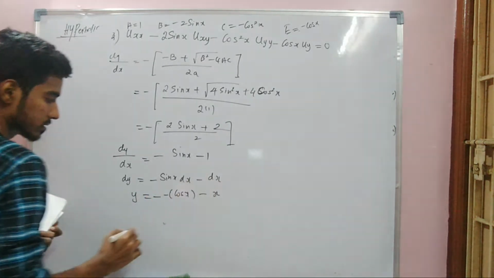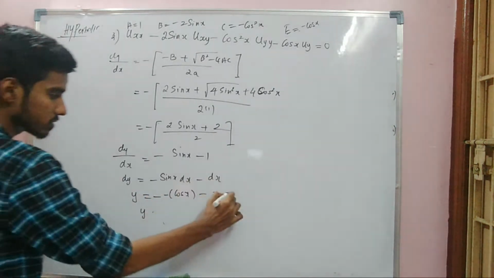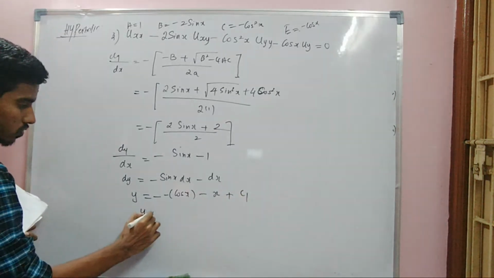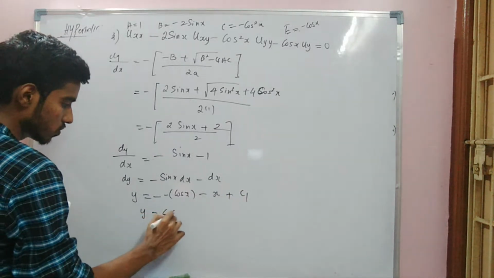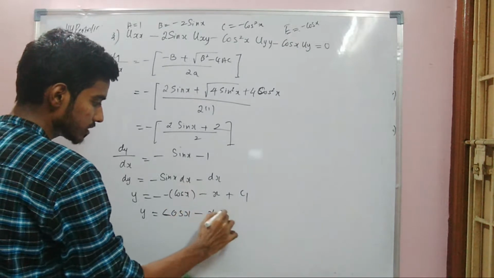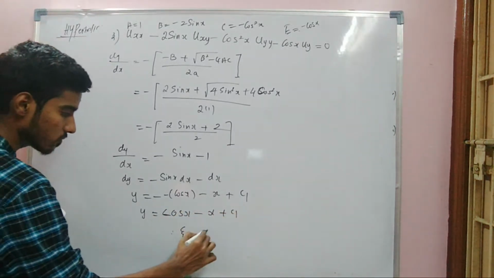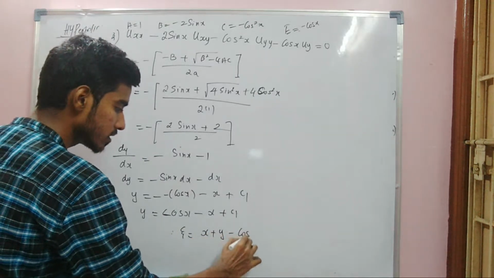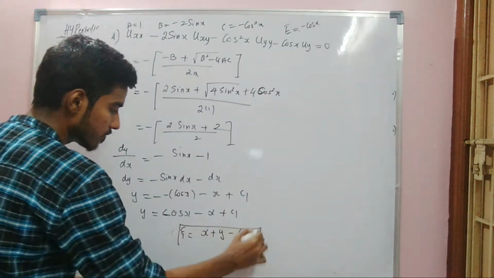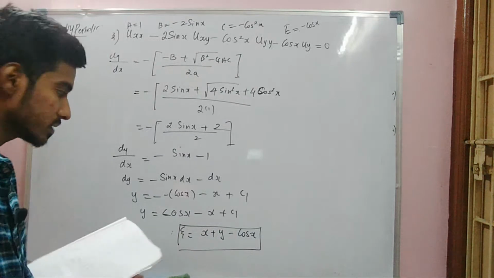This will be x. So we have plus some constant c1. So therefore y is equal to cos x minus x plus c1. So therefore theta, if I bring x to this side, we will have x plus y minus cos x. This is our first characteristic, x plus y minus cos x.